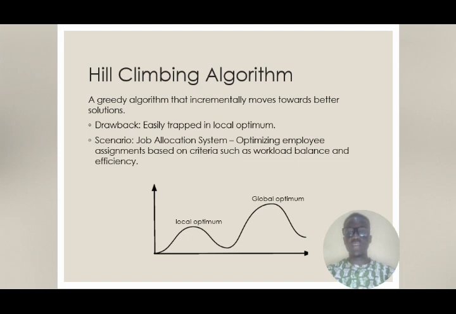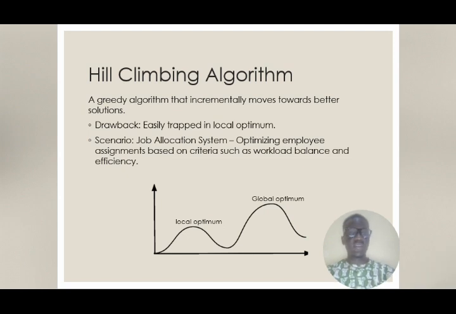But sometimes the better solution isn't the best solution. So that's its drawback. It's easily trapped in a local optimum. It feels like it's the best, yet in general it's not the best. When you look at this graph, there is the local optimum, then there is the global optimum. So when you arrive at a smaller peak, you may think you're at the highest peak when you're not. That's one of the drawbacks of the hill climbing algorithm, and it's applied in job allocation systems where you are optimizing employee assignments based on criteria such as workload balance and maybe efficiency.